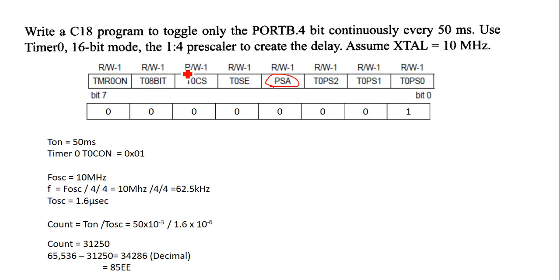Then for the crystal frequency 10 megahertz, we want T on to be 50 milliseconds. That means this bit will toggle, high for 50 milliseconds and low for 50 milliseconds. So T on will be 50 milliseconds. The count will be here. This count will go into the T0CON. Now we have to select the count.